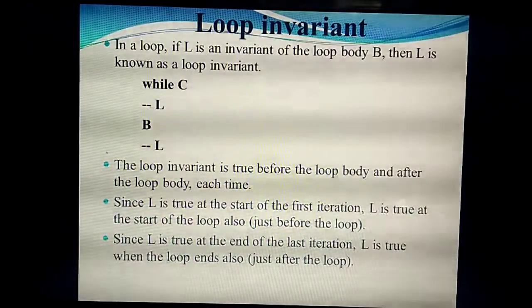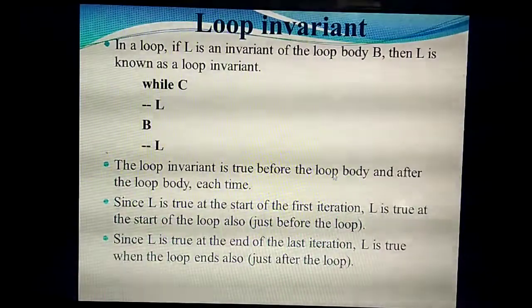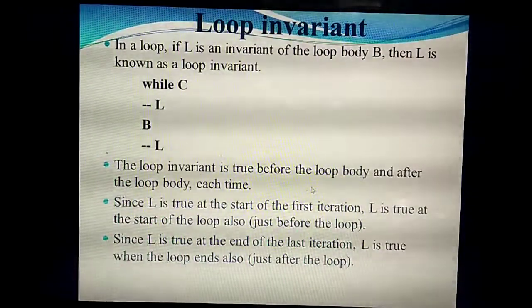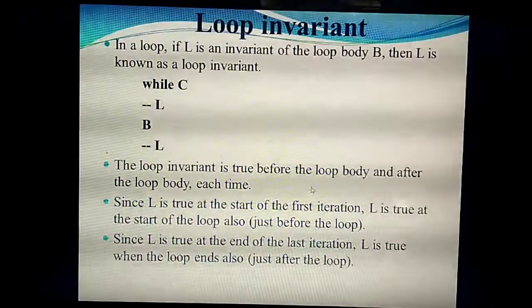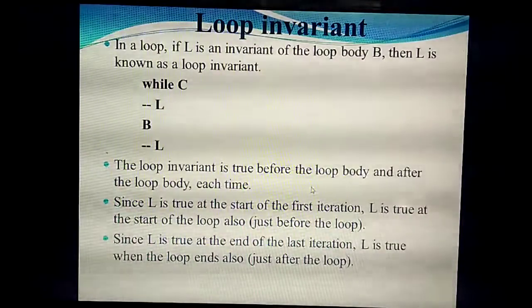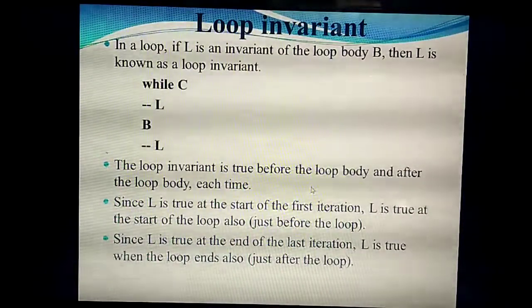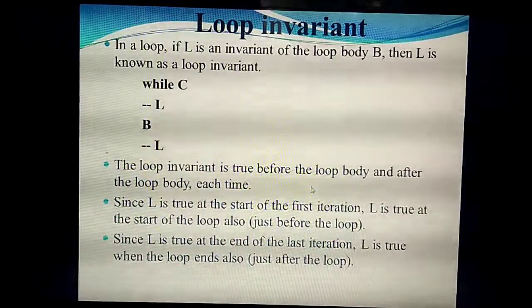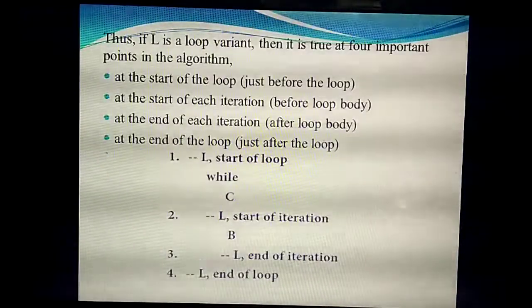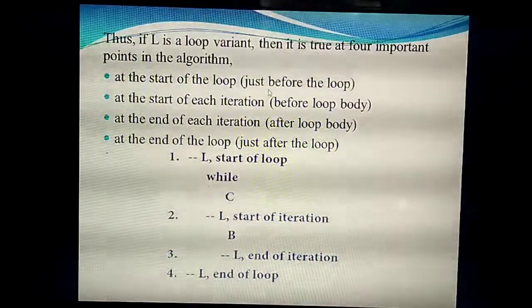Before the loop body it needs to be true. After the loop body it also needs to be true. The first iteration also it becomes true, and the last iteration also it becomes true. Then at the starting of the loop it becomes true, and at the ending of the loop it becomes true. Understand? Very, very important. The same thing we have studied, no?